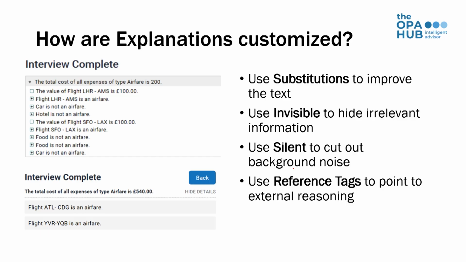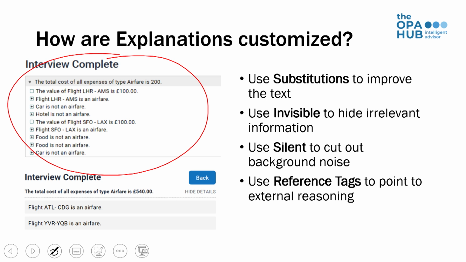I want you to take a look at what's on the left-hand side of this screen, because they're actually the same thing. This is a standard explanation that has been provided by default by OPM in my interview. And it's an interview for managing expenses. And it says the total cost of all expenses of type airfare is 200. And then it goes on a whole series of child attributes saying this was a flight, it's an airfare, car isn't an airfare, hotel isn't an airfare.